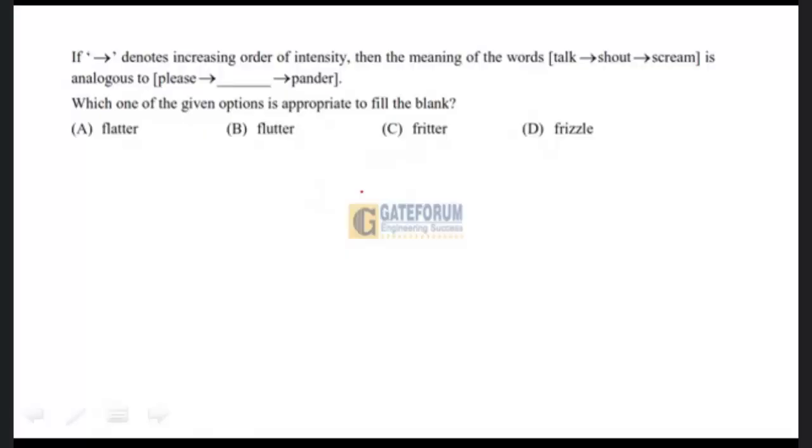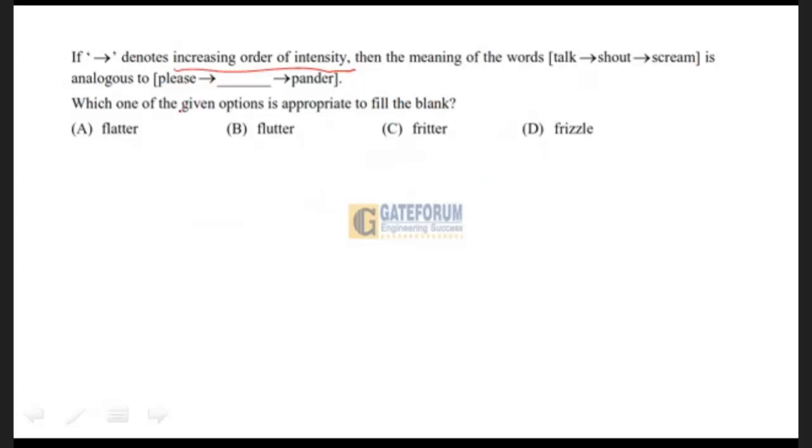This, as I said, is from the department of EE, the aptitude section. If arrow denotes words, talk, arrow shout, arrow scream, is analogous to please, arrow, dash, arrow, pander. Okay. So you see, talk, shout, scream. So as you can understand it, indeed, the intensity is increasing.